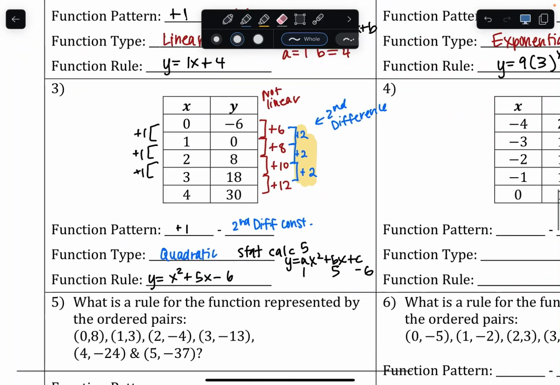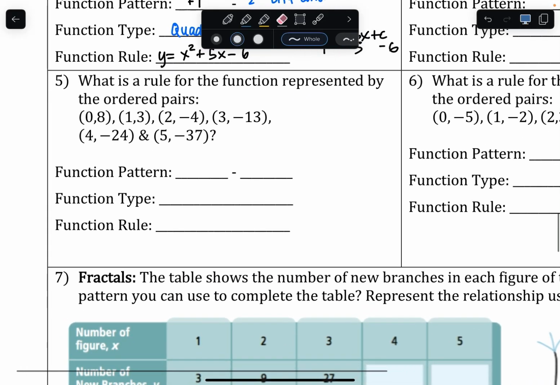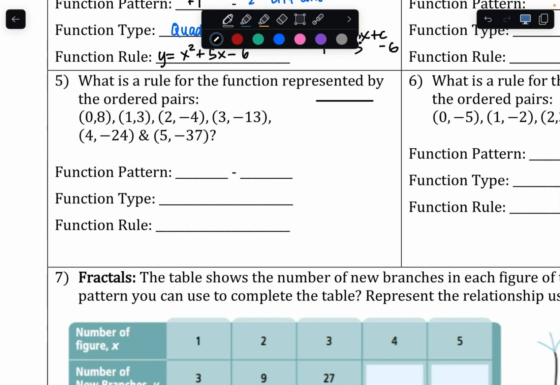Okay, and so I want to skip to one where they're just giving you points. If they're just giving you points, put those points in a table. I think it'll make it easier to identify the pattern. Okay, and so my first point, 0, 8, and then I have 1, 3, and then I have 2, negative 4, 3, negative 13, and then 4, negative 24, and then 5, negative 37.